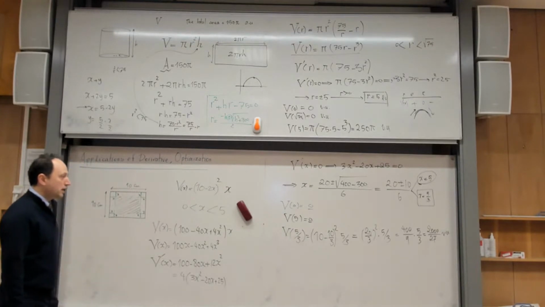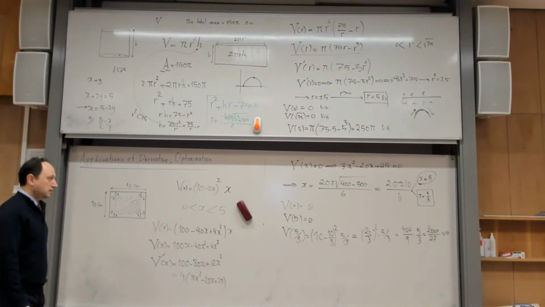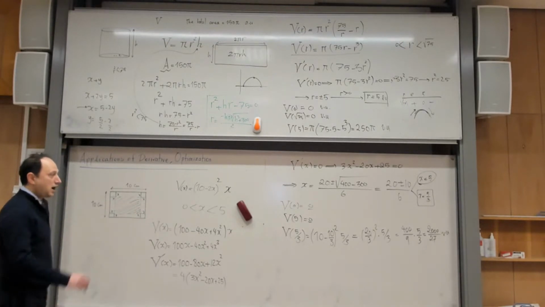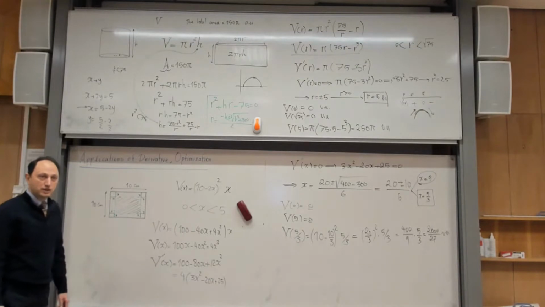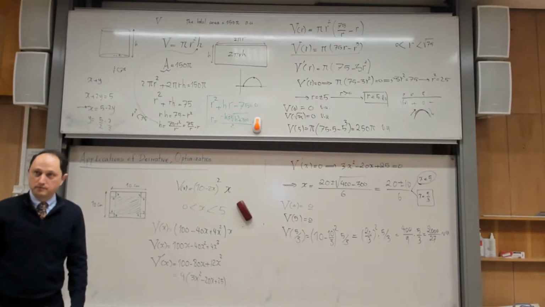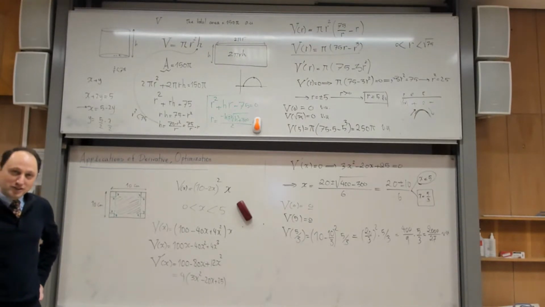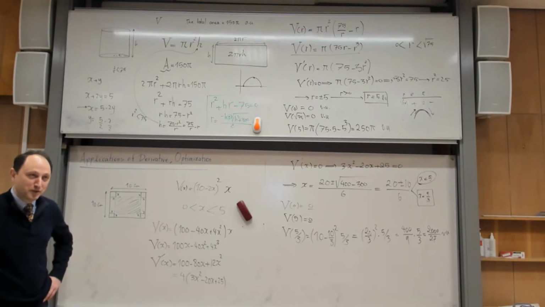So it means that if I want to make the maximum volume, that number, how can I achieve that goal? By cutting 5 over 3 from each side. Yes? But of course, there is a very big practical problem. Can you say why?